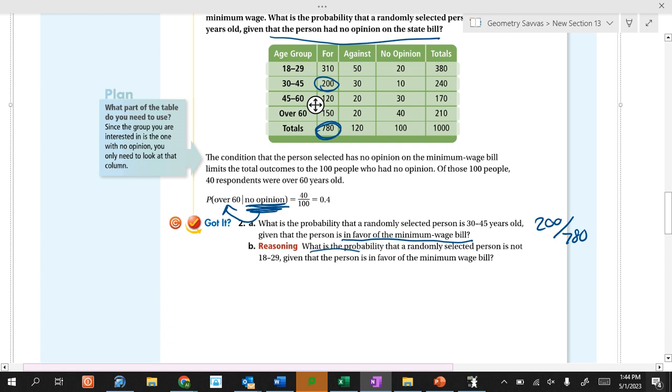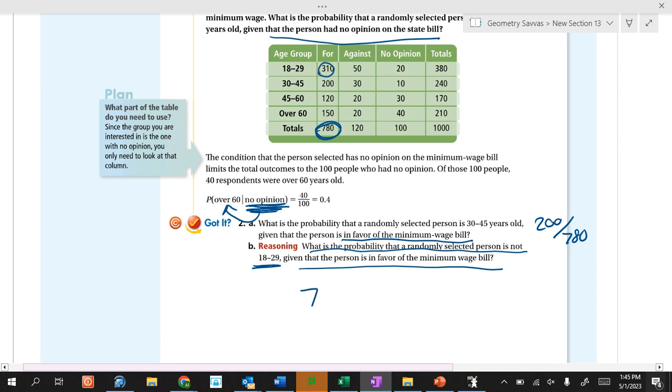The last one, what's the probability that a randomly selected person is not 18 to 29, given the person is in favor of the minimum wage bill? The in favor of the minimum wage bill is 780. Not 18 to 29. Well, if there's 310 here, you'd go 780 minus 310, which is 470 out of the 780. Okay. All right.